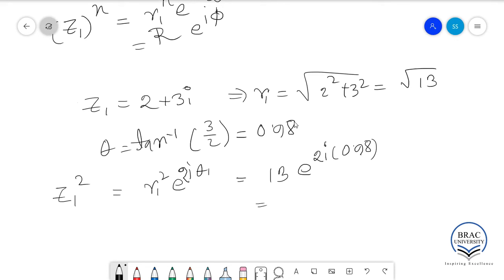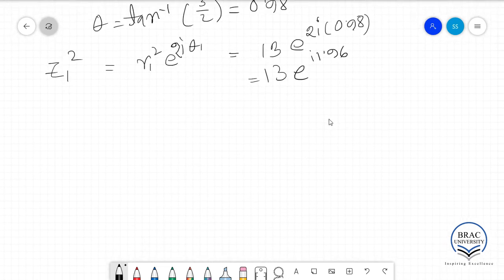Then you just have to multiply 2 with 0.98, and if you do that, you can write this in a nice full form as 13 e to the power i 1.96, and this is actually equivalent to our Cartesian form.